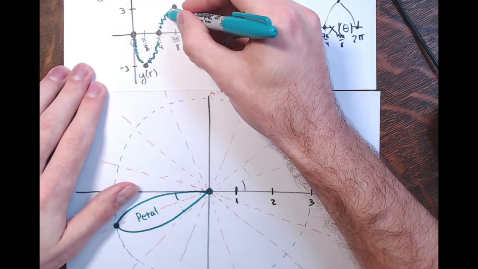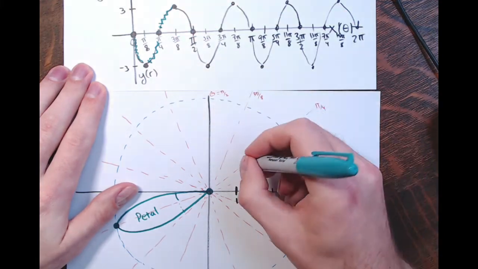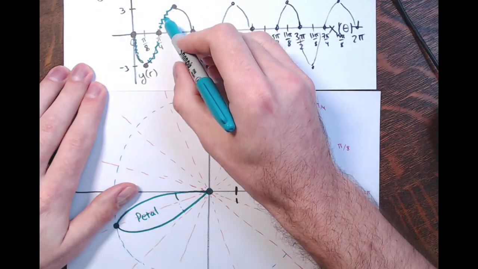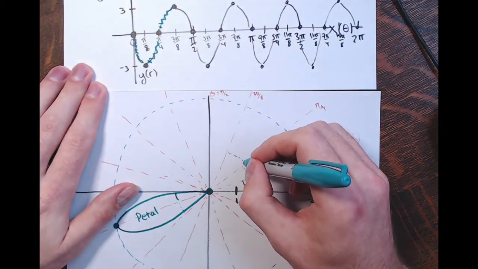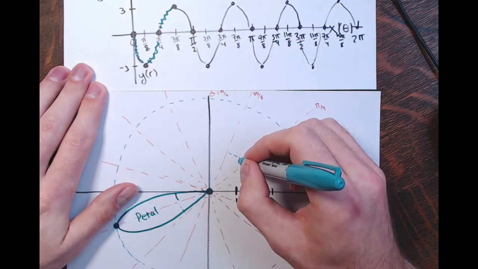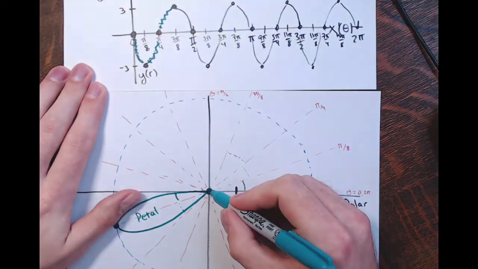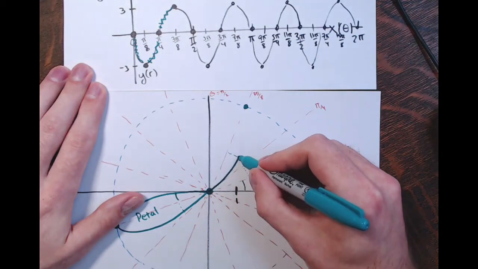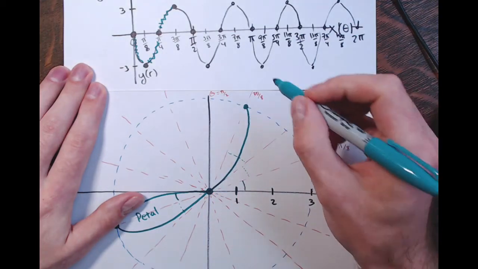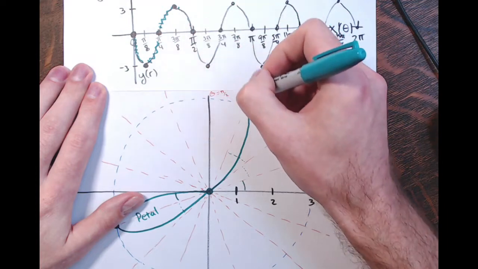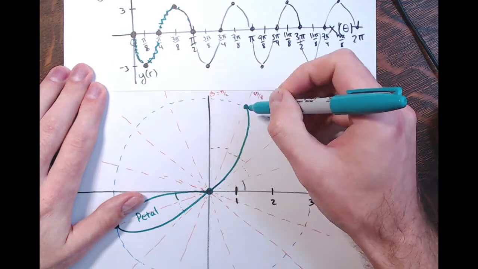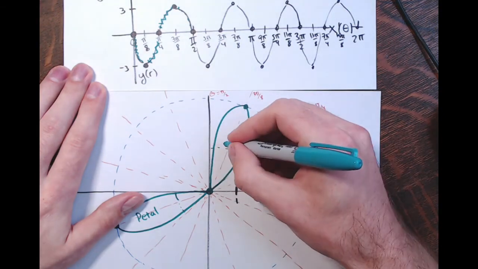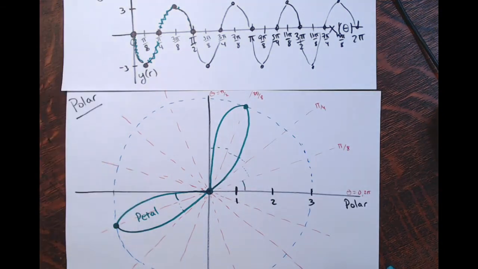All right, then this part, between pi over 4 and 3 pi over 8, so between here and here. Now I have positive values of r, so I will be between here and not the opposite side. And I'll go from 0 to 3, right? Radius of 0 to this point out here, radius of 3. Then from here to here, 3 pi over 8 to pi over 2, going back to a radius of 0, finishing that petal. So here's another petal, 2 petals.